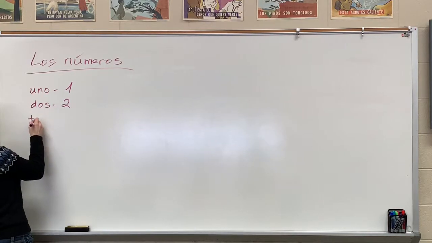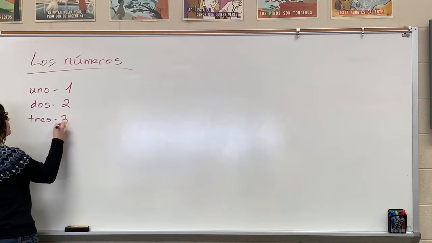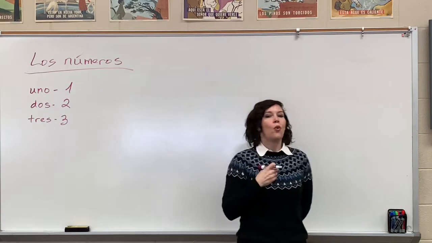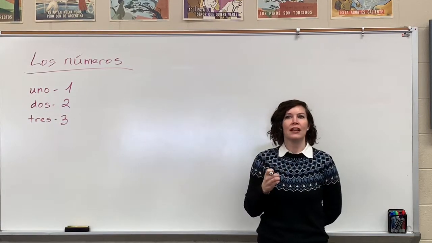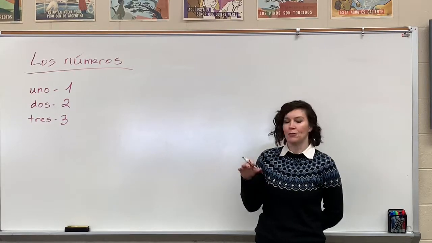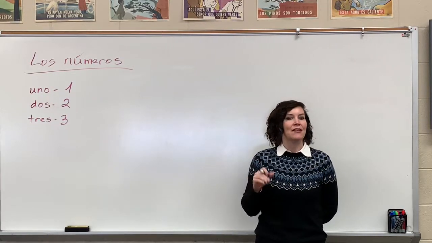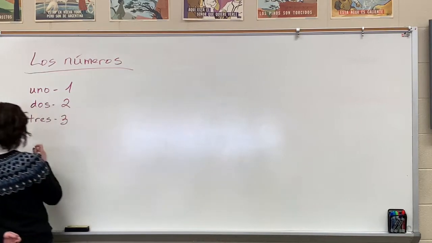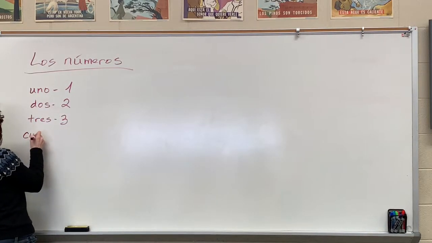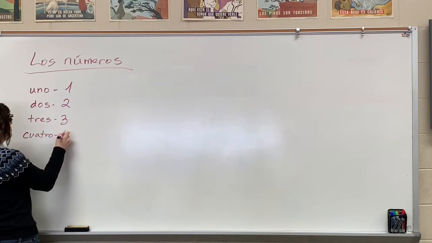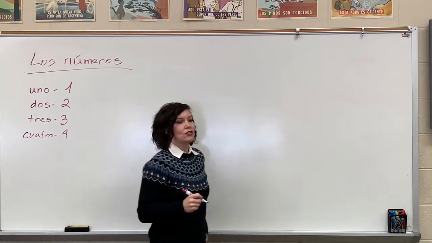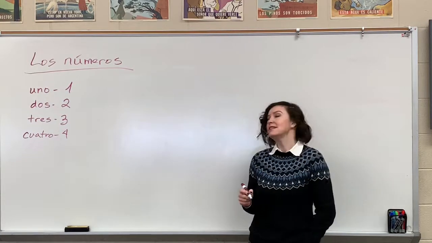And then tres. Okay, uno, dos, tres. Cuatro. Uno, dos, and tres, people, no problema. That's easy. And then you come to cuatro, and everyone wants to spell it with a Q, and it's not. It's a C. Cuatro is with a C. So make sure that you're spelling that right.